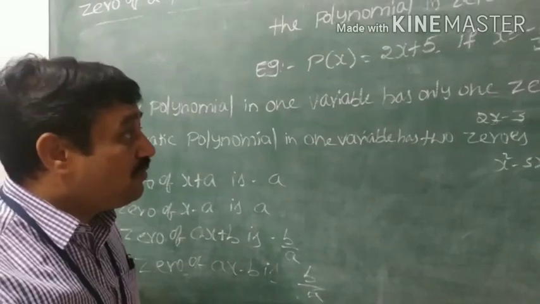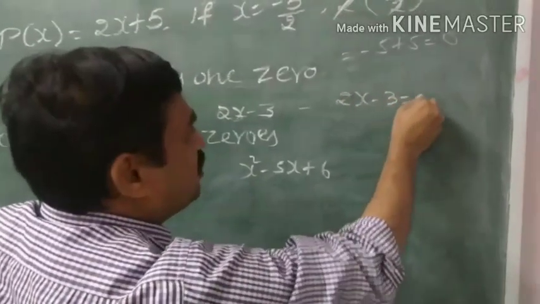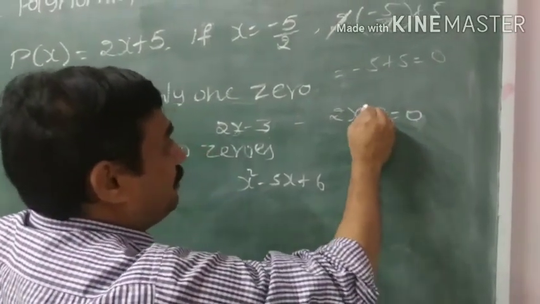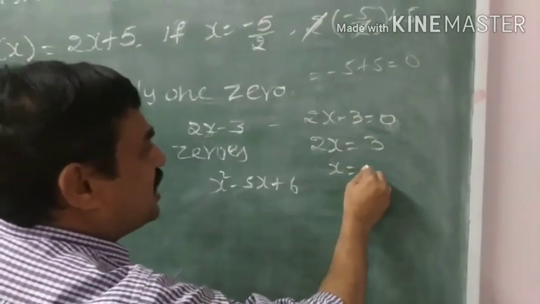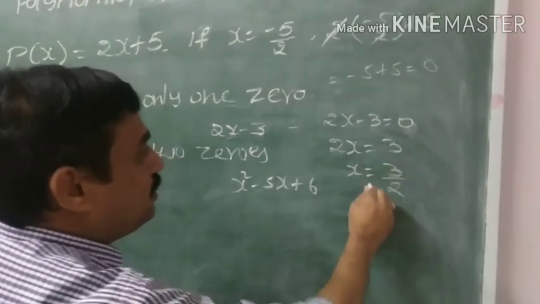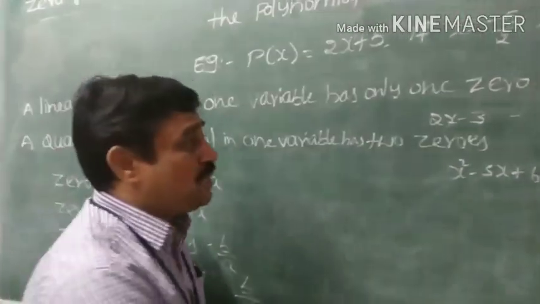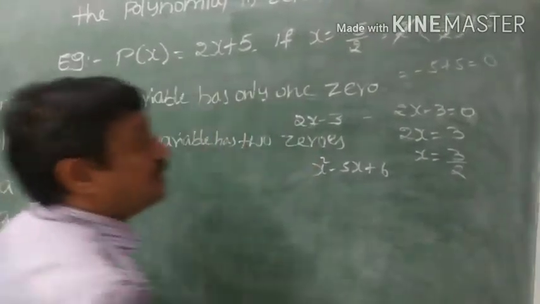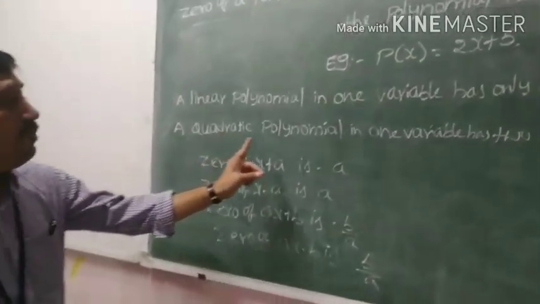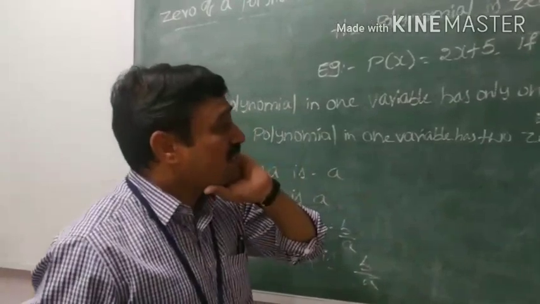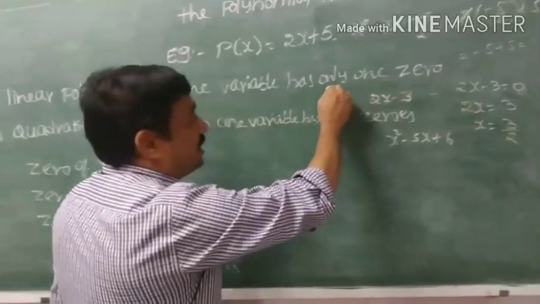How can you say it has only one zero? Now we can write 2x minus 3 is equal to 0. Now this minus 3 goes to the other side and becomes plus 3. 2x equal to 3, x equal to 3 by 2. That means it has only one zero. Now if there are 2 terms, then we can say it has 2 zeros. A quadratic polynomial in one variable has 2 zeros. How can you say 2 zeros? Here the value of x is only 3 by 2, only 1, so you can call it 1 zero.